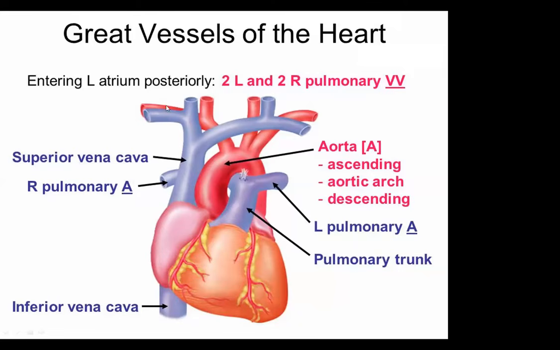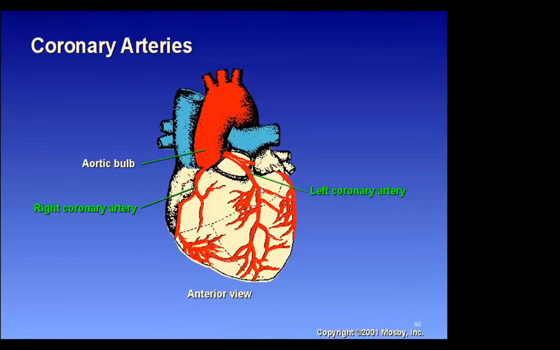As I told you, this is the arch of aorta. It has 3 branches: right brachiocephalic, left common carotid, and left subclavian. And there is the ascending aorta and the descending aorta. There are 2 main coronary arteries. This is the root of the aorta, with 2 branches: the right coronary artery and the left coronary artery.